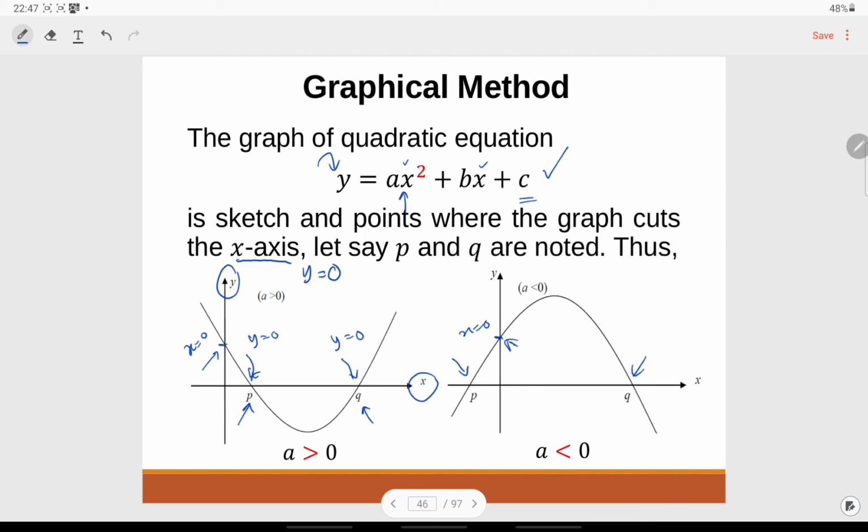Okay, for the graph, we look at the value of the constant a. If a is greater than 0, the graph is in the form of a smile. If the value of a is less than 0, it is in the sad form like this. If happy, it is like this. Smile and sad depend on the value of a.